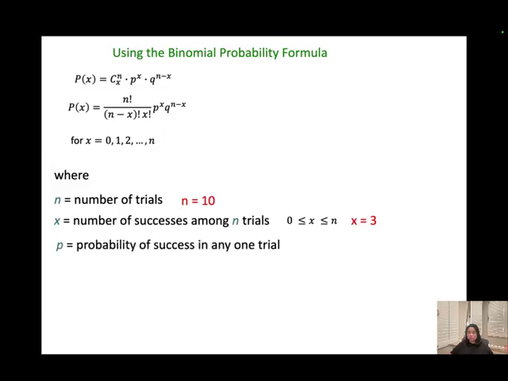p stands for the probability of success in any one trial. So we do have a 20% chance to get the free burger. So p will be equal to 0.20, or 0.2.